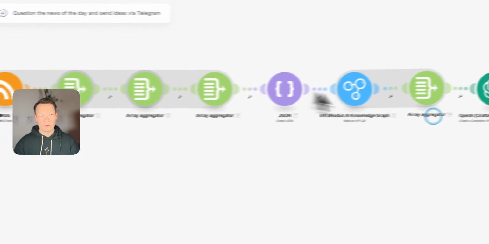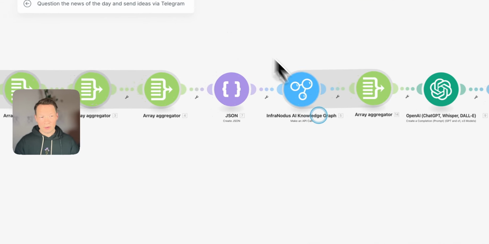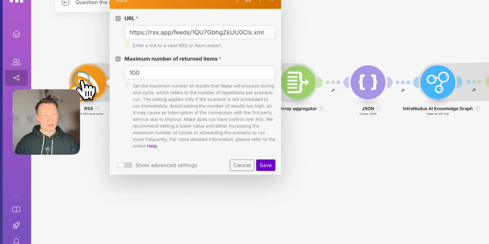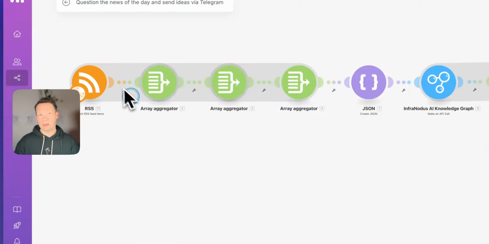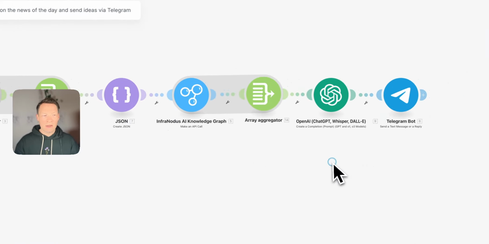Don't worry, you will not have to build all that. We already have ready-made scenarios, which you can just reuse. You will just need to put your API key into InfraNodus, and you will obviously need an RSS feed that you like. But you can test it on the news of the day from New York Times, for example, or something like that.